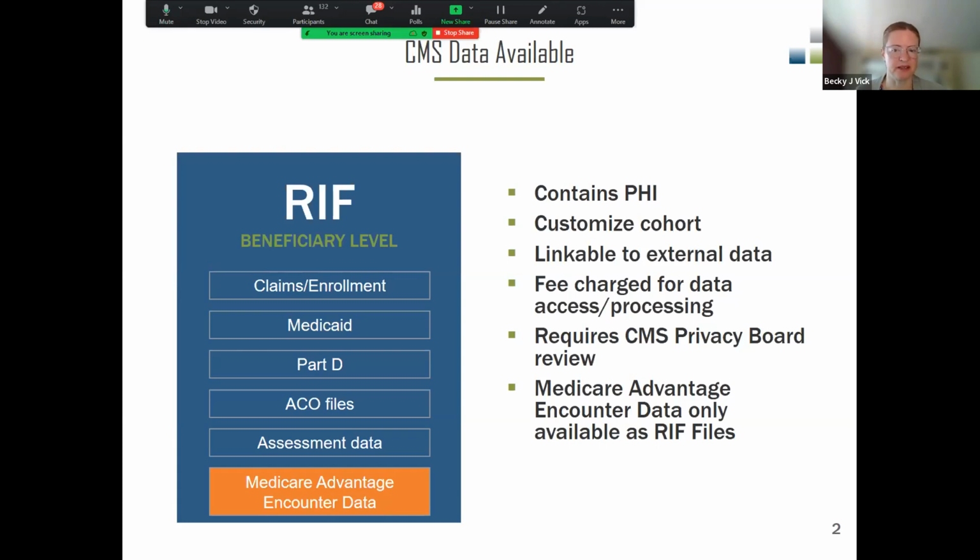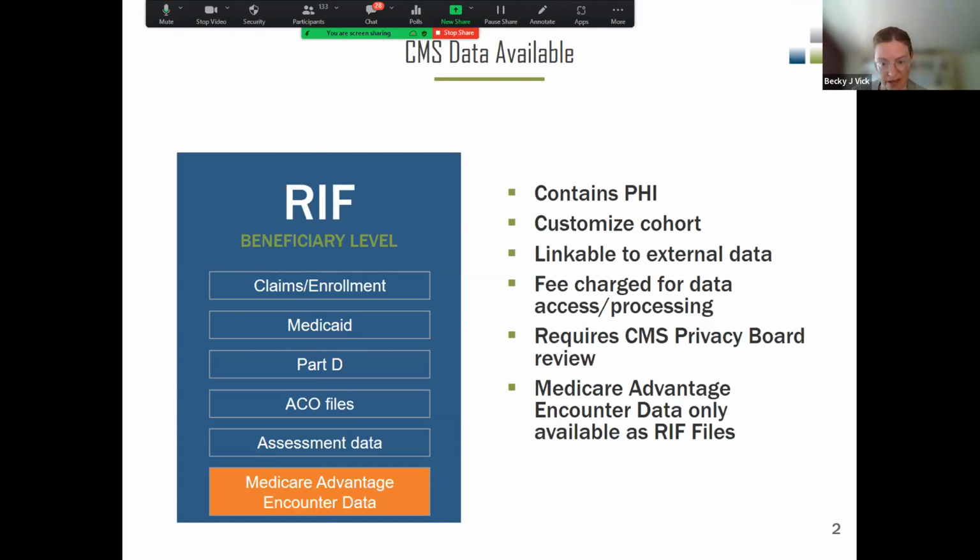Researchers can customize the individuals included in the data. You can create your specific cohort by creating criteria based on geography, diagnosis, procedure, service, or other researcher submitted identifiers such as social security number or HICN. So the data can also be linked to external data sources if a personal identifier is available.